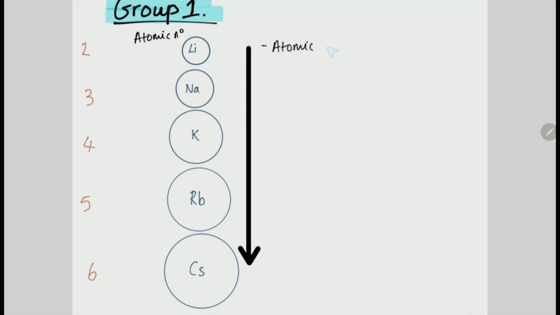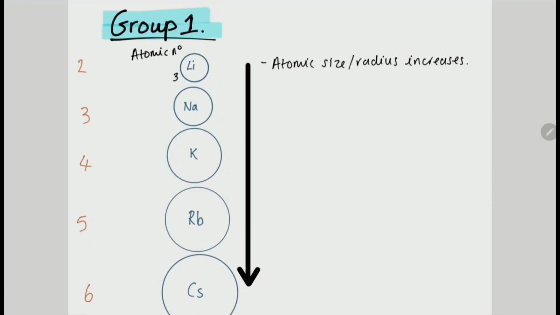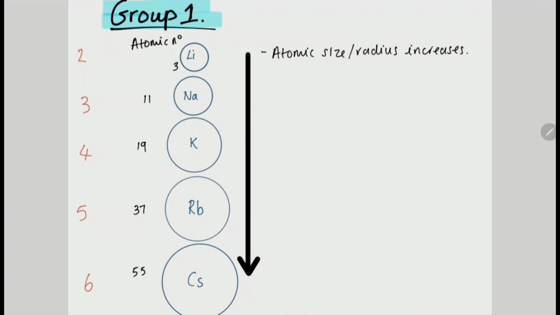So the first thing is that the atomic size or the atomic radius increases as you go down the group. And to find out why, we need to look at the atomic number. So the atomic number for lithium is 3, sodium is 11, potassium is 19, rubidium is 37, and cesium is 55. So the number of electrons is increasing, and the number of energy levels is also increasing as you go down the group, and that's due to electron-electron repulsion. So that's why the atomic size is increasing.